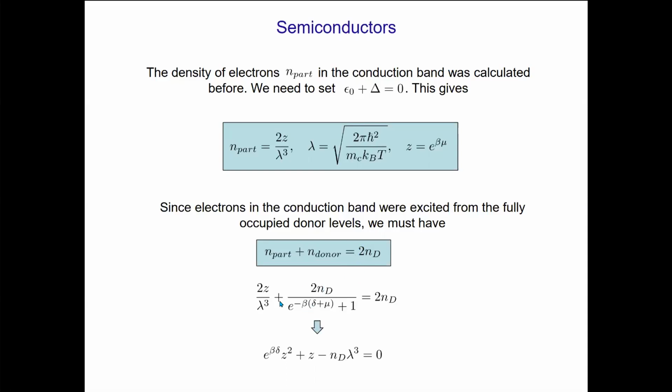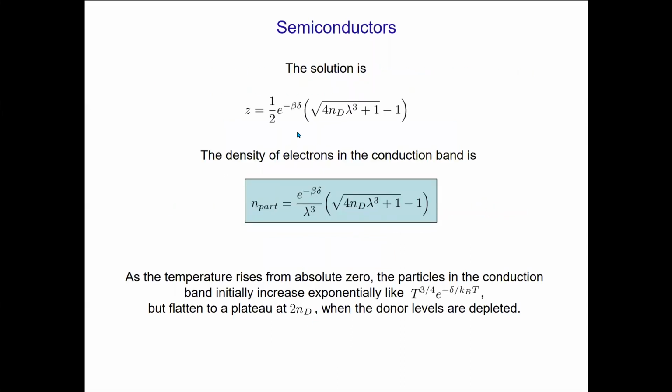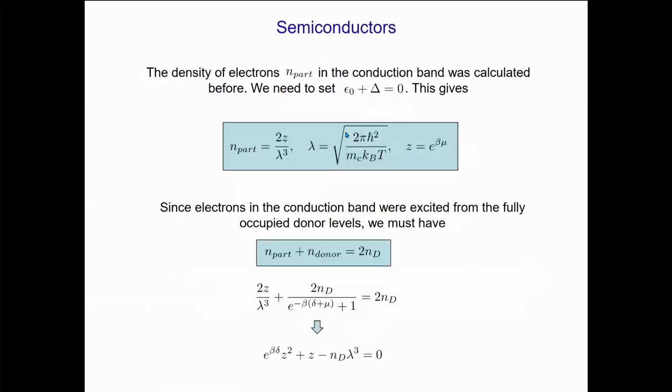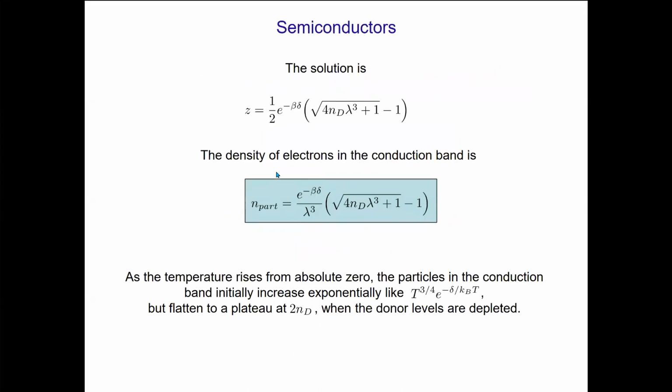So adding these two equations together, we can solve with respect to the fugacity or chemical potential, and this is the result for the fugacity. Now, if you substitute this result for the fugacity into the density of particles in the conduction band, we get the density of electrons in the conduction band becomes this.